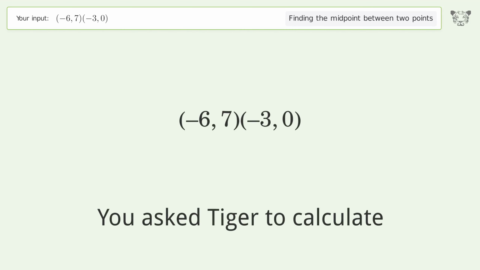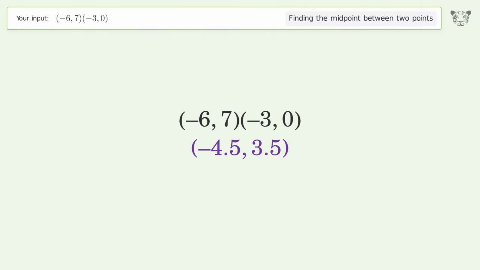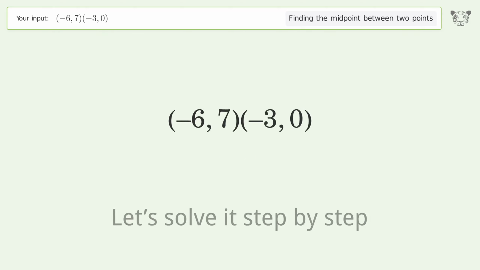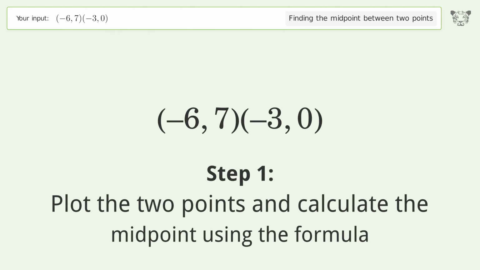You ask Tiger to calculate. This deals with finding the midpoint between 2 points. The midpoint between the 2 points is negative 4.5, 3.5. Let's solve it step by step. Plot the 2 points and calculate the midpoint using the formula.